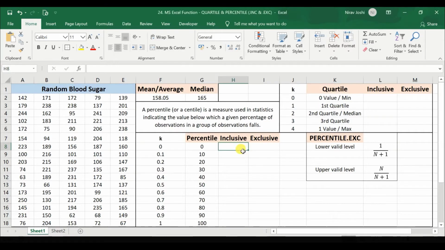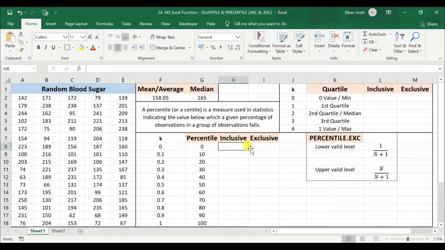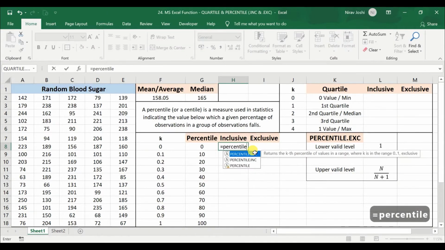Now to move to calculation of percentile and quartile, we have this example of random blood sugar that we used in the last video as well to calculate median and mode, which has data of RBS of about 85 patients. Now first we will see the percentile calculation, in which, as we discussed, there are two different variations, that is inclusive and exclusive one. This third one is a compatibility function, and that is similar to this inclusive percentile, and which is to be used when we want to apply this formula in Microsoft Excel version 2007 or prior.